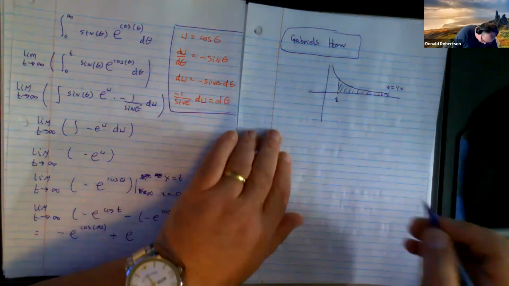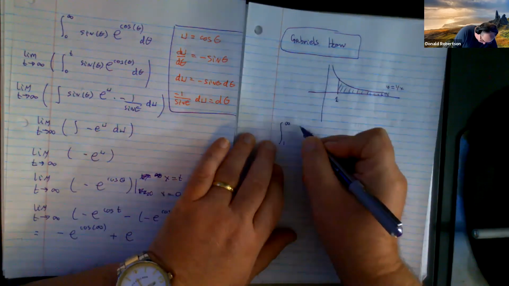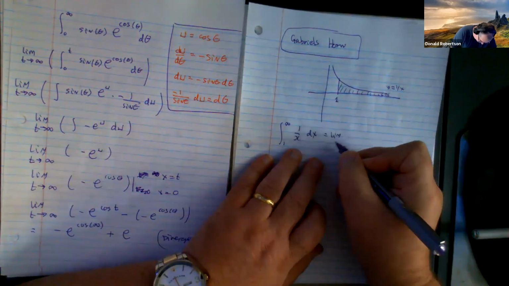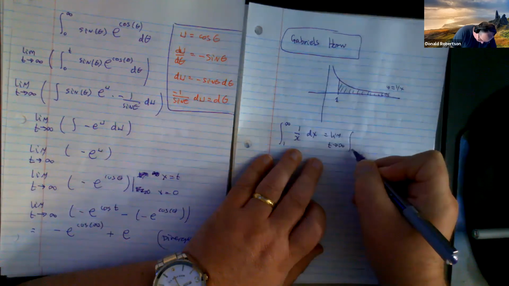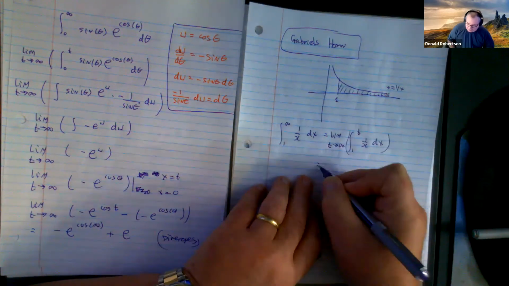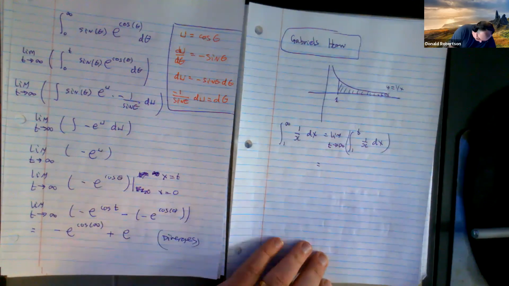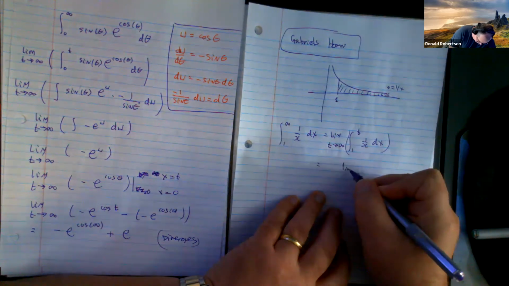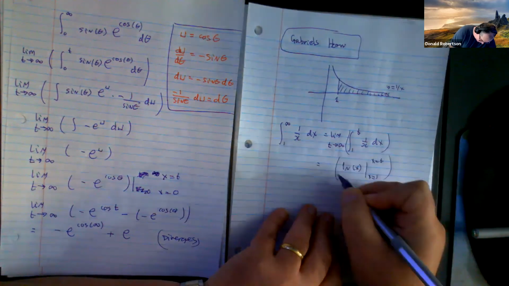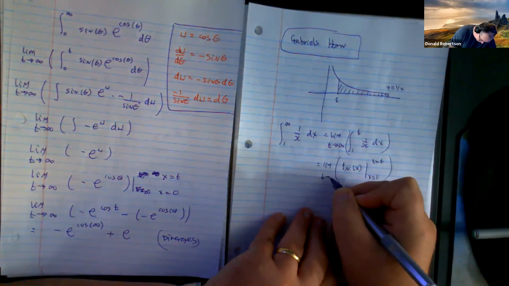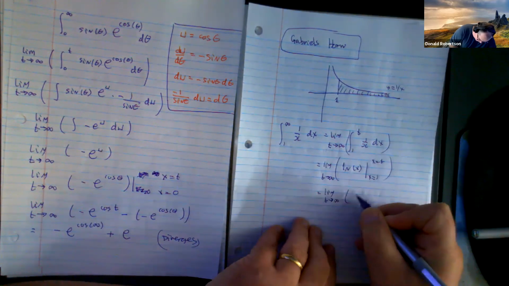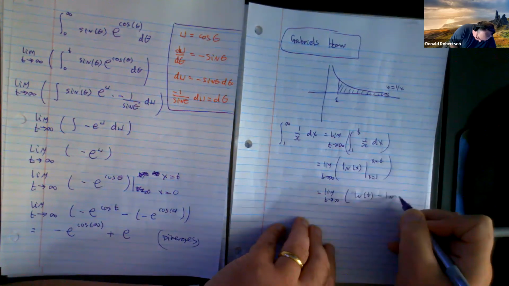So if you find the integral from 1 to infinity of 1 over x dx, that becomes the limit as t tends to infinity of this guy. Probably one of the simplest type 1 integrals you could ever do. It becomes the natural log of x evaluated at 1 and at t. And it's the log of t, take away the log of 1.